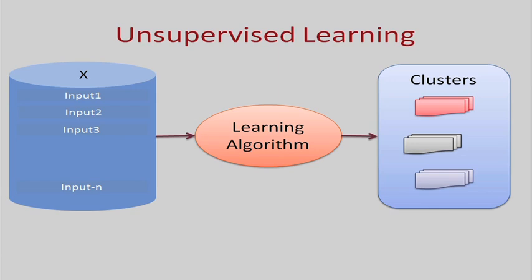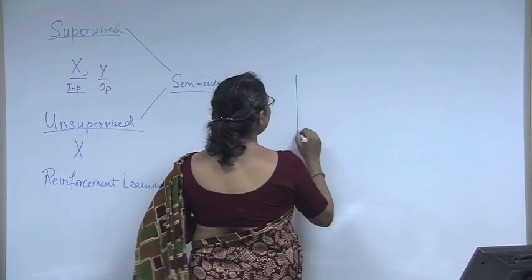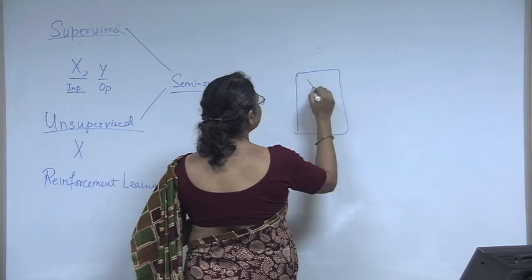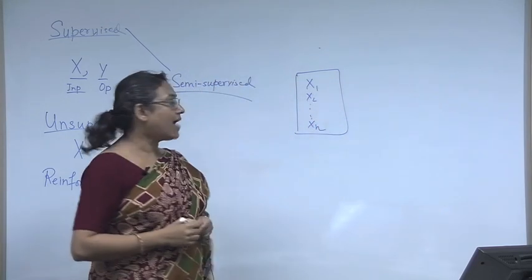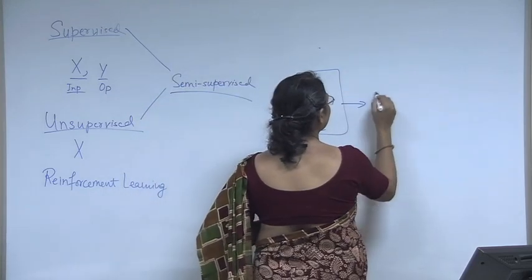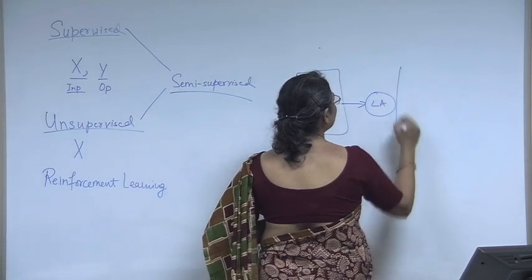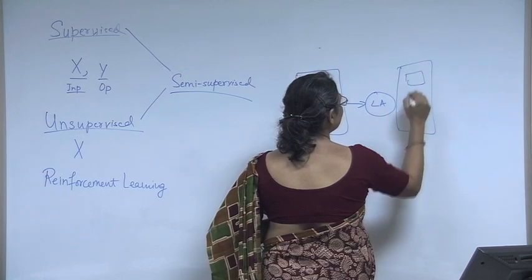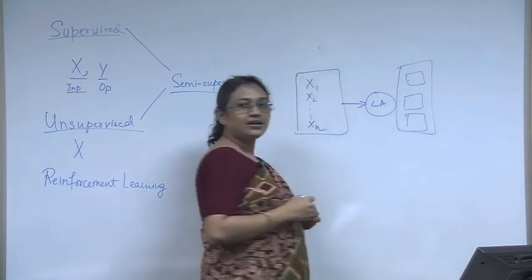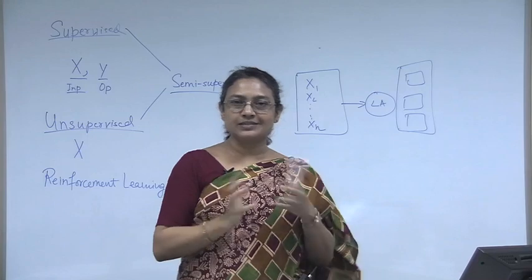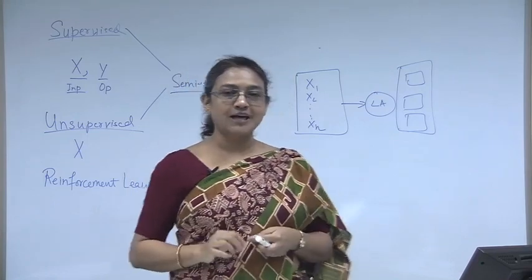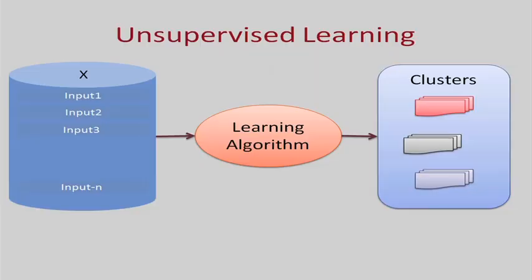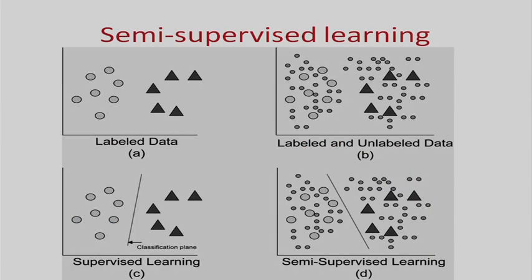In unsupervised learning, as we discussed, we only have x's. We have different x's, x1, x2, xn. This is the data, and the learning algorithm will produce clusters, will group this data. So, based on the similarity of the data items to each other, we can find out certain groups among the data. So, that is called unsupervised learning. And as I said, we also have semi-supervised learning.